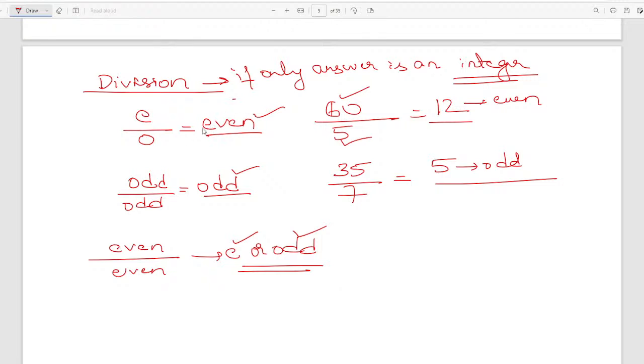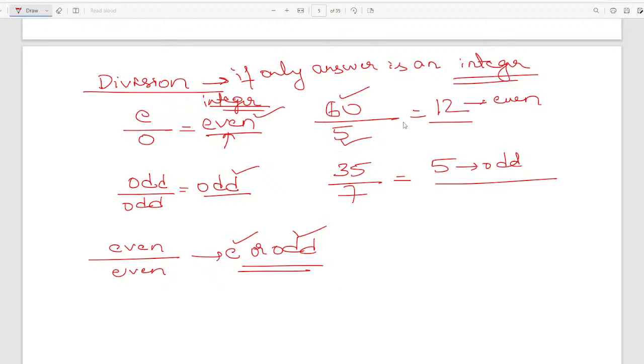if the answer, when you divide even by odd, is an integer, then that integer will always be an even number. And if odd by odd is an integer, sorry, that integer would always be an odd number. And when you divide even by even, you can get an even number also and an odd number also. And these are examples that I've taken here.